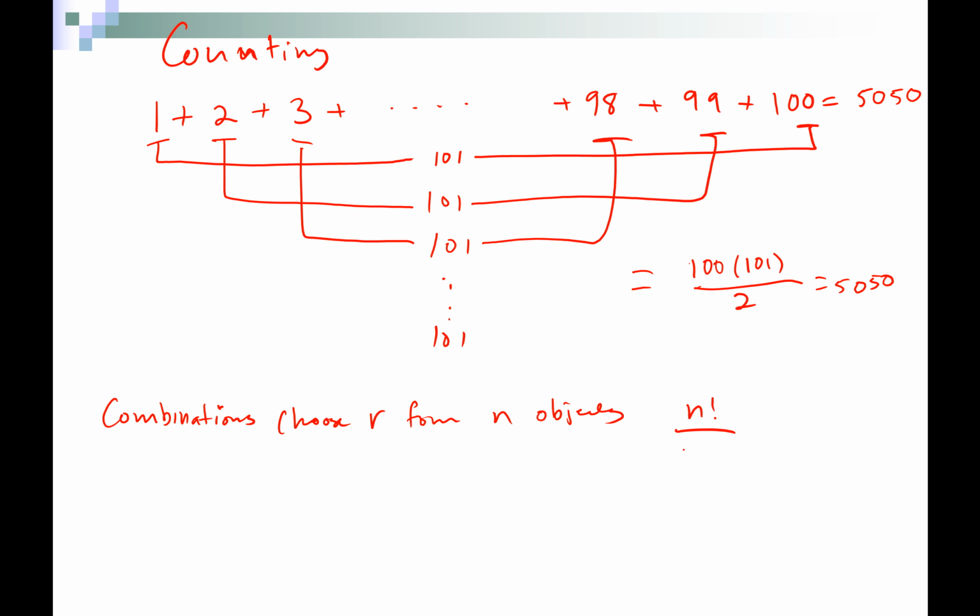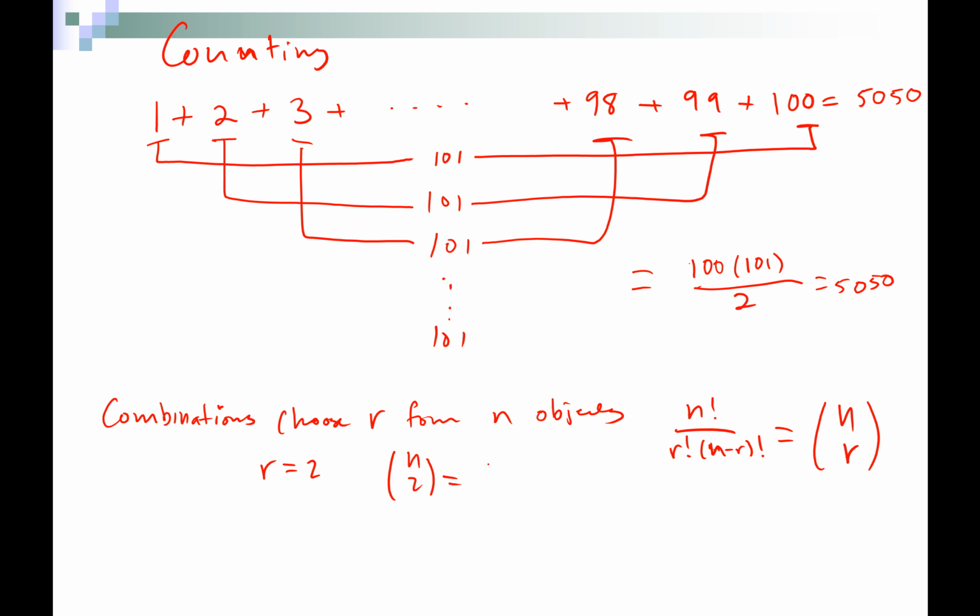And then I don't really care about the order of the n minus r objects that I'm not selecting, so I'll divide that by n minus r factorial. But I also don't care about the order of the r that I am selecting, so I'm going to divide that by r factorial. Let's say r is equal to 2, then what do we get? We write this as n choose r.